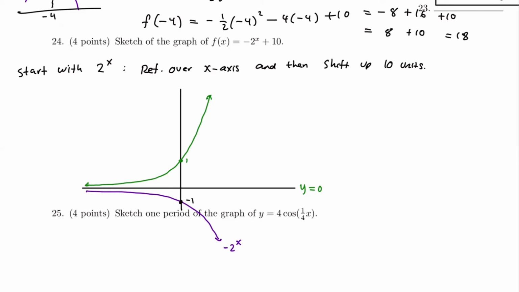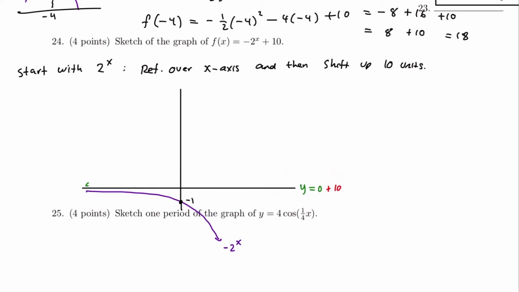And then we shift up 10 units. As you're shifting up, you're also shifting the asymptote. So first I'm going to shift the asymptote 10 units up. So you're going to add 10 to it. And then this new intercept, you're going to add 10 to it. So it's going to be at 9. So shift everything up by 10 units.